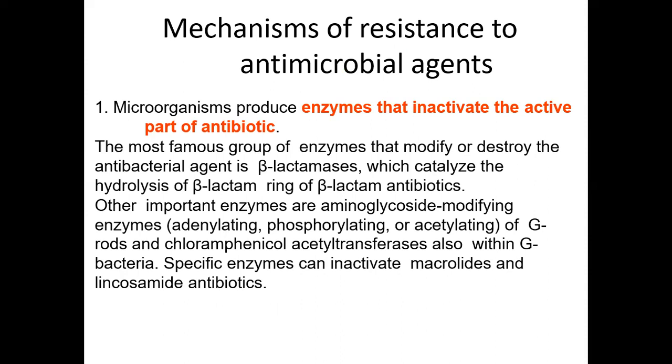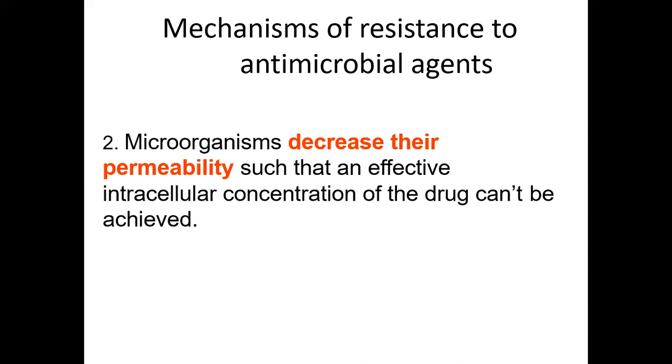Mechanisms of resistance to antimicrobial agents: how bacteria can overcome the action of antibiotics. One of the mechanisms is modification, destroying, and inactivation of antibiotics. One of the best examples is the production of beta-lactamase. Beta-lactamase is an enzyme which can destroy the beta-lactam ring of beta-lactam antibiotics. Some bacteria can produce this enzyme and destroy the antibiotic with it. Second, microorganisms decrease their permeability, such that an effective intracellular concentration of the drug cannot be achieved. So the doors will close and antibiotics can't enter.